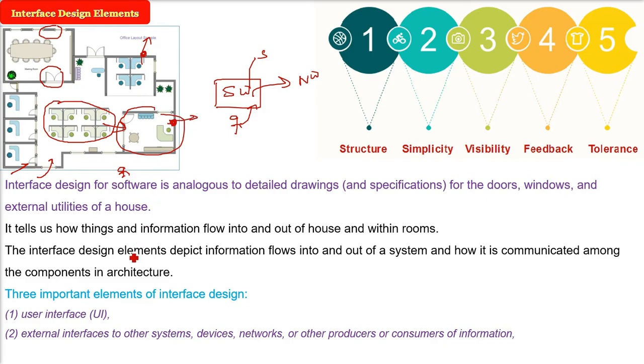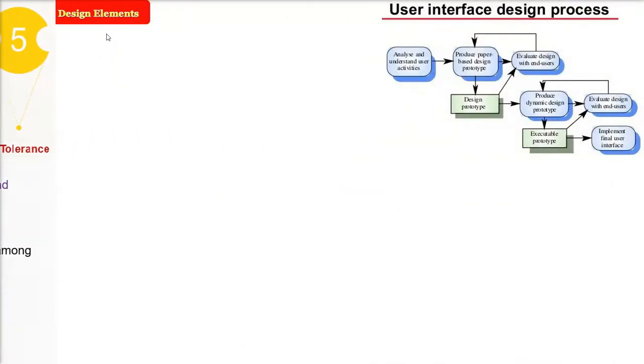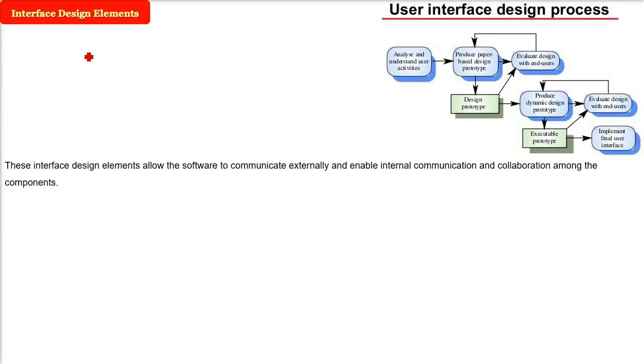The internal interfaces between various design components. So now we are talking about one component, but there are different rooms. One is a storeroom, one is a kitchen. How are they interfaced so that one can finally identify this is this thing, and how to go and come outside that. So these interface design elements allow the software to communicate externally and enable the internal communication and collaboration among the components.